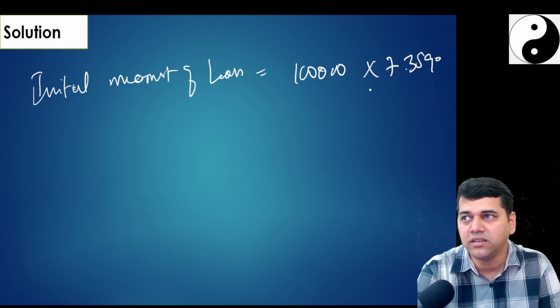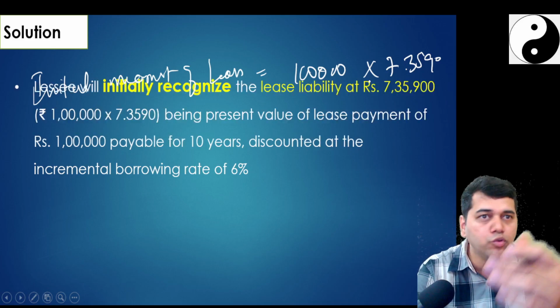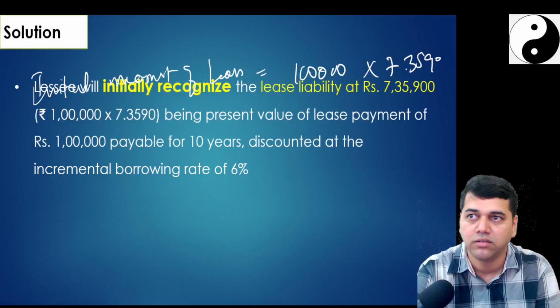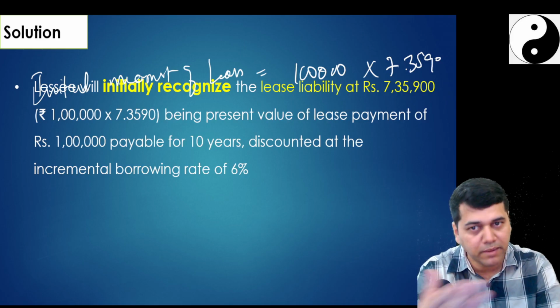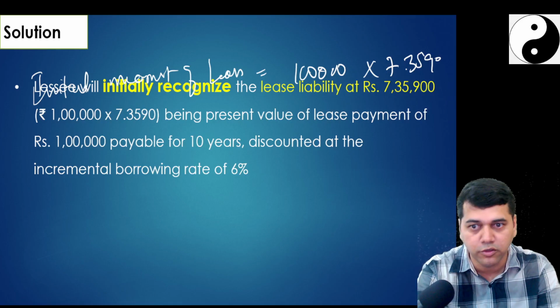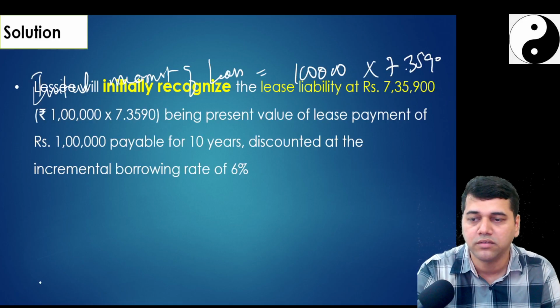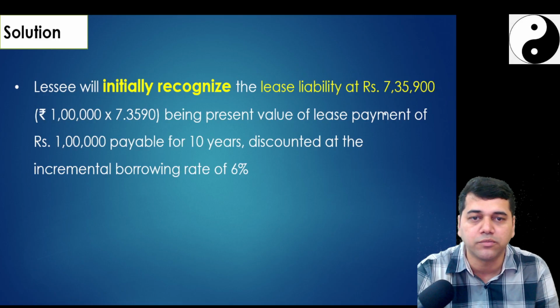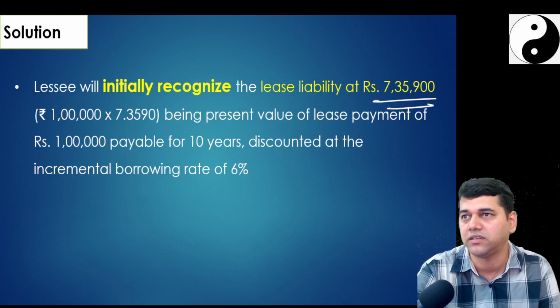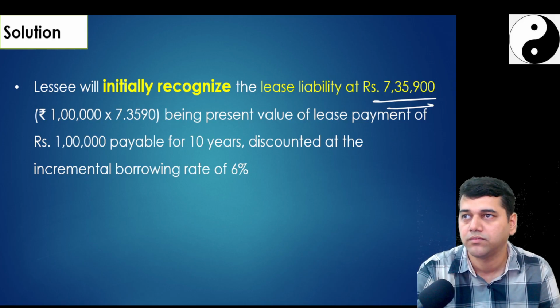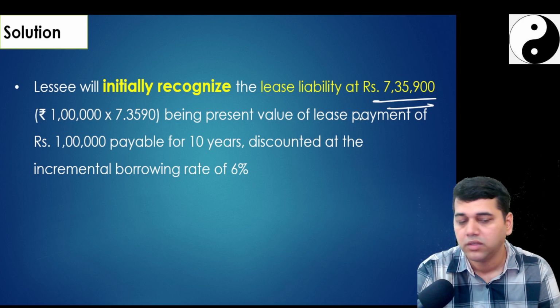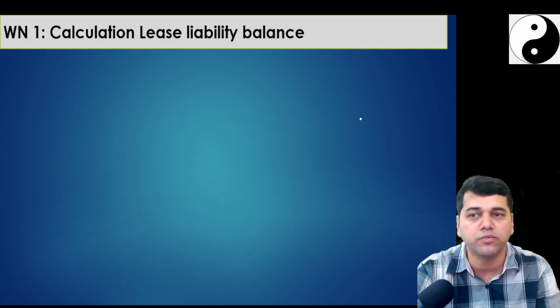Okay, for practice purpose, you understand it? I will give it as working note 1: present value annuity factor, then do this. I will amend this, I will change. When you revise, look at this, do it as per that. So my total lease liability comes to 7,35,900. This is my first working note, calculation of the lease liability. Now I will calculate the second working note. What is my second working note?